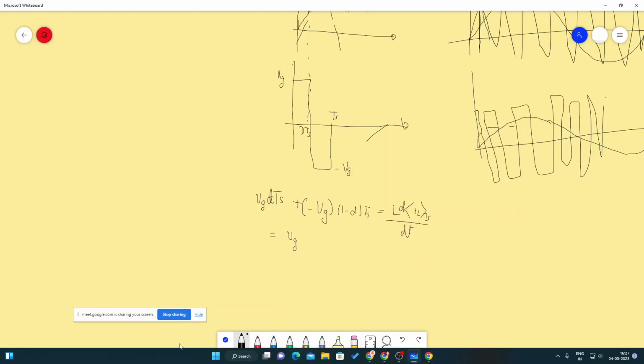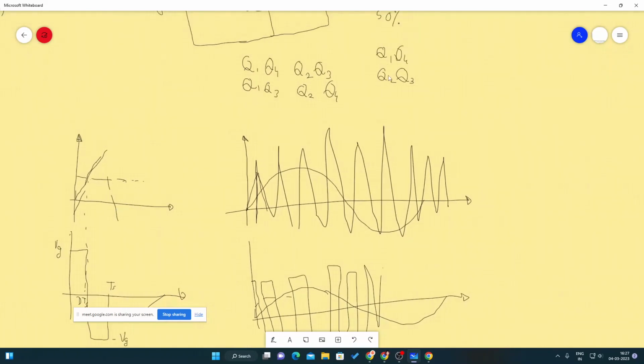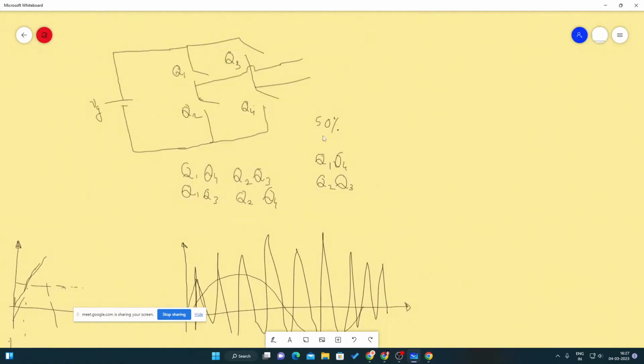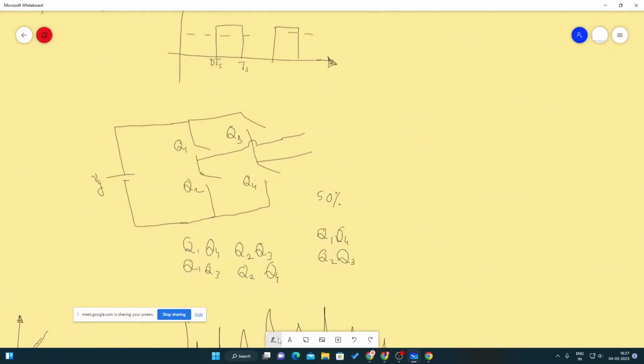Basically I am considering an inductor here at the output. As I said, you need a low pass filter to smooth it out, and that is obtained using an LC filter, so that's why I considered it. You cannot consider it even, there is no issue.